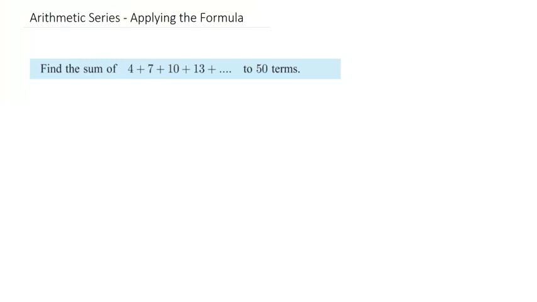Okay, so hopefully you've already watched the previous video on arithmetic series. We're going to be applying the formulas that we found there. So just before we start this video, let's make sure we're all aware of the formulas that we need.